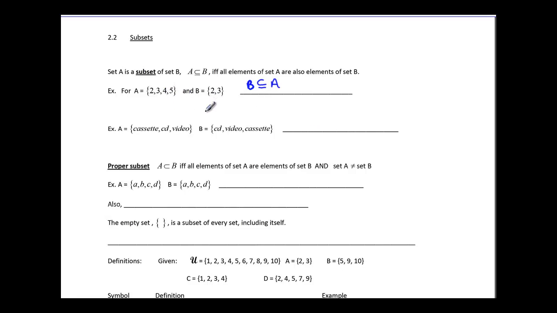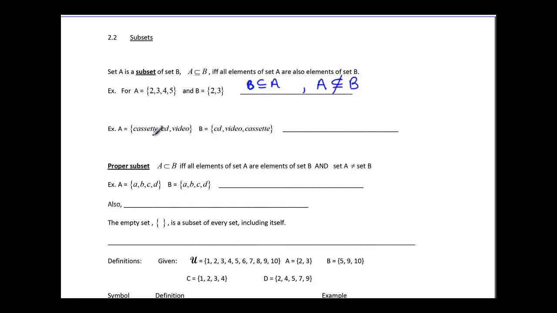I could not, however, say that A was a subset of B, so I would have to say that A is not a subset. We'd use the subset symbol, and then as you cross through that, that becomes is not a subset of set B.